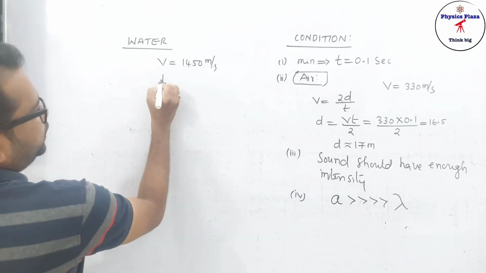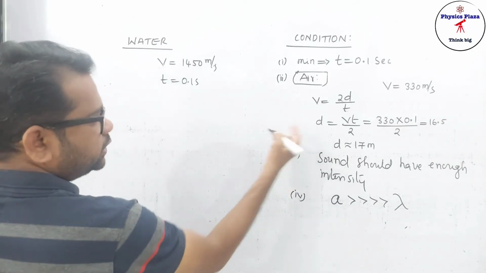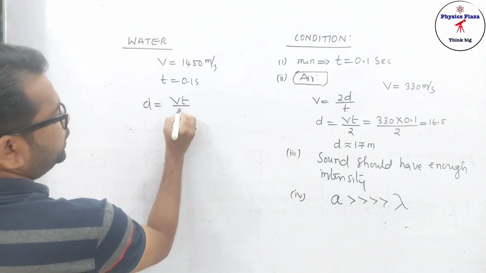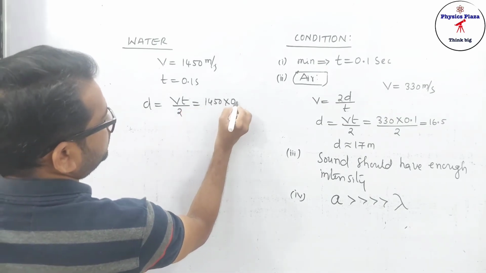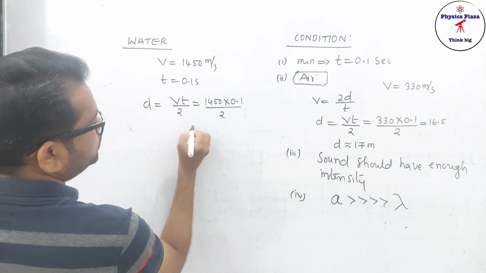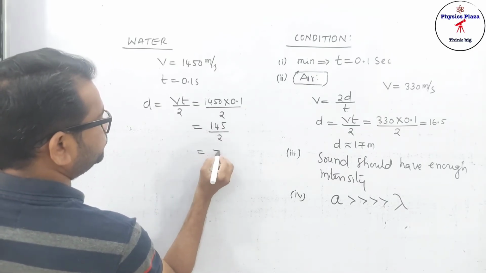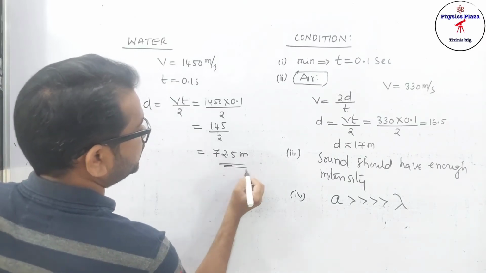Okay, fine. So T is equal to 0.1 second. Let us take this formula, D is equal to Vt by 2. Substitute here: it is 1450 into 0.1 by 2. So this is going to be 145 by 2, which is 72.5 meters. Look at here, children.